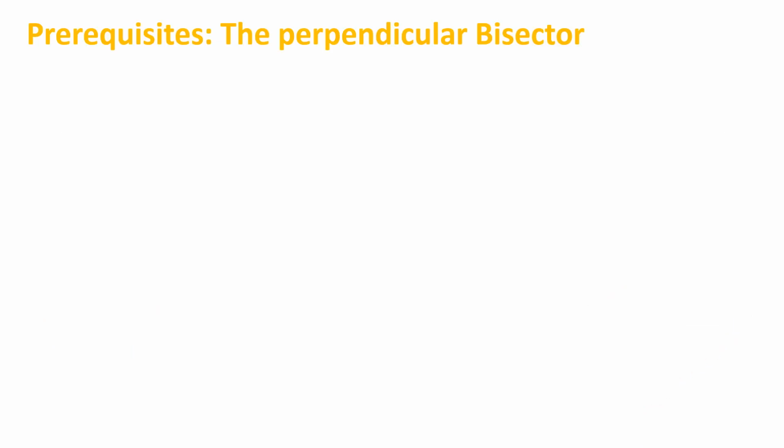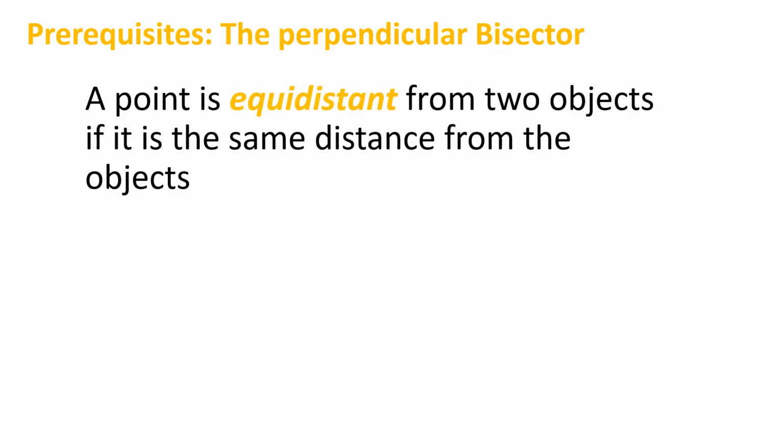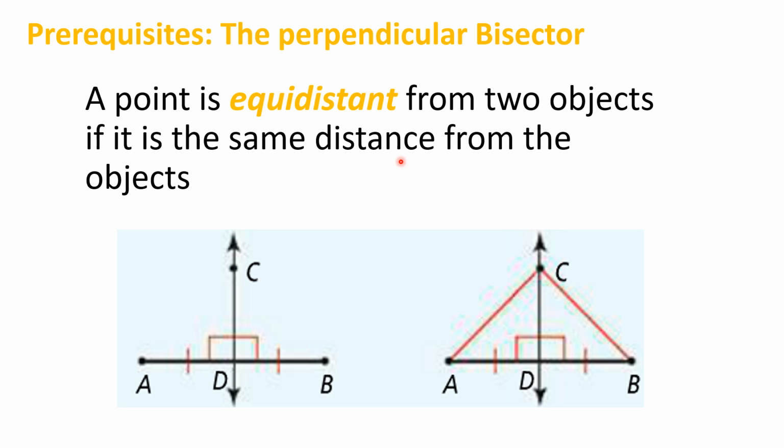Before we start, let's review and talk about the perpendicular bisector. First of all, we're going to use the word equidistant when we say a point is equidistant from two objects if it is at the same distance from these objects. So equidistant means at the same distance. Let's see these two examples. As you can see here, D is the midpoint of AB. So D is in the middle. We can say also D is equidistant from A and B.